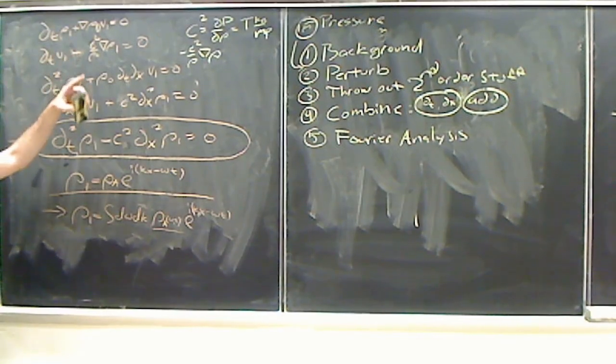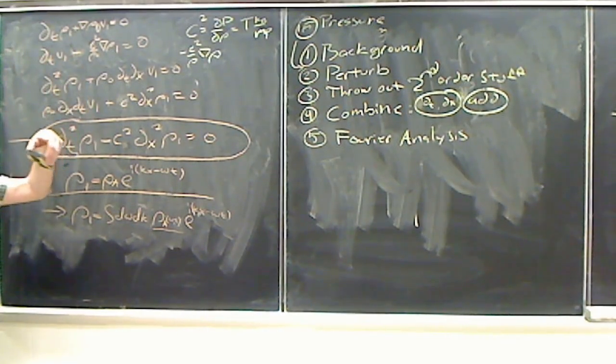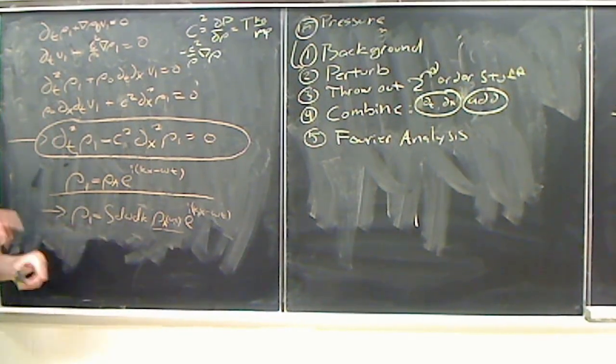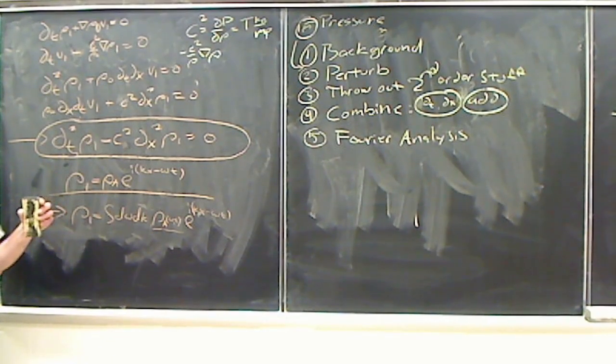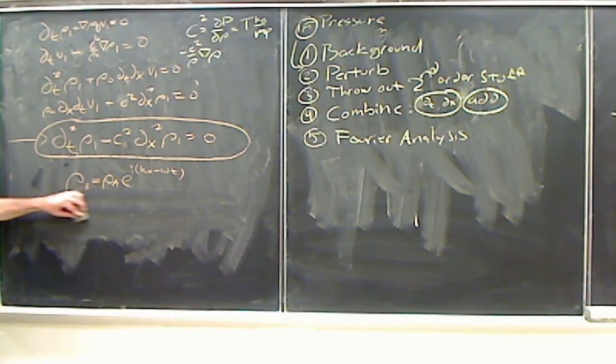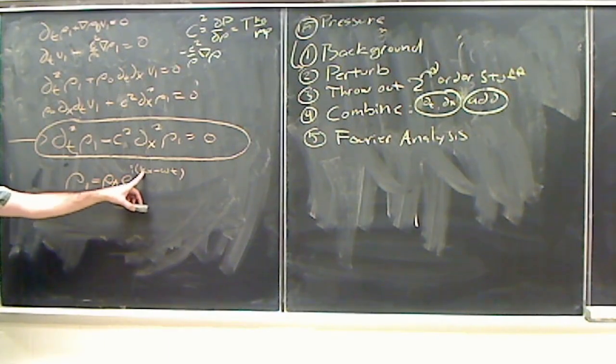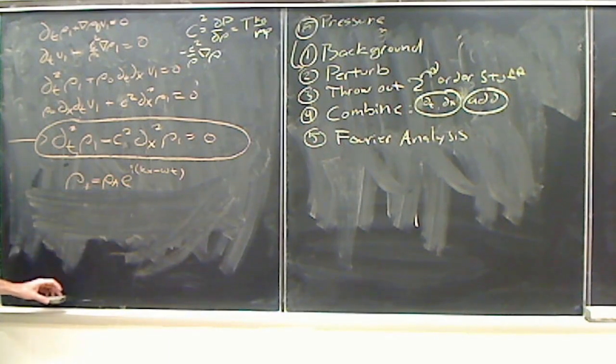So if you do this again with the whole equation, then it gets really ugly, but you'll get an equation that has different amplitudes at different frequencies that are interacting with each other. That's way more complicated than what we want to deal with. So we're just going to deal with one frequency and say that rho 1 is some amplitude times e to the i(kx minus omega t).